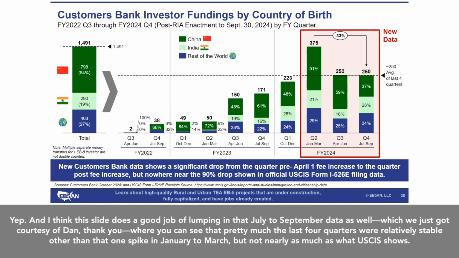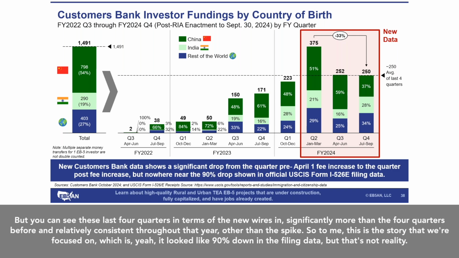And I think this slide does a good job of lumping in that July to September data as well, which we just got, courtesy of Dan. Thank you. You can see that pretty much the last 4 quarters were relatively stable other than that one spike in Jan to March, but not nearly as much as what USCIS shows. But you can see these last 4 quarters in terms of the new wires in were significantly more than the 4 quarters before and relatively consistent throughout that year other than the spike. So to me, this is the story that we're focused on: yeah, it looked like 90% down in the filing data, but that's not reality.